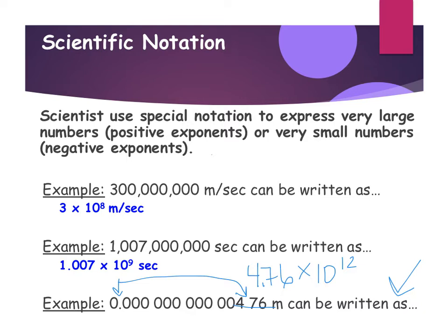What makes this one different than the other two is we started with a very small number, a number that's a decimal. So we're going to use a negative 12 as our exponent. And then last but not least, of course, don't forget your unit. Did you remember the unit when you wrote your answer?